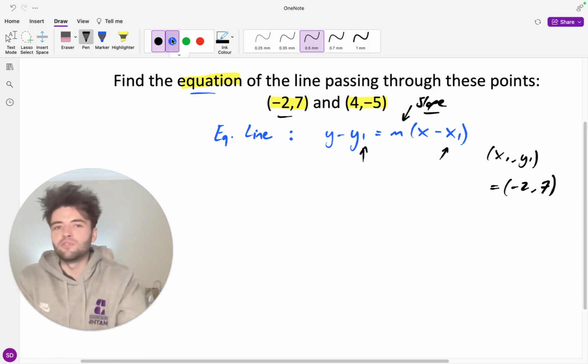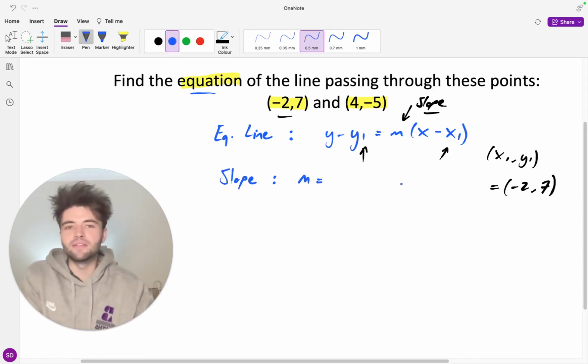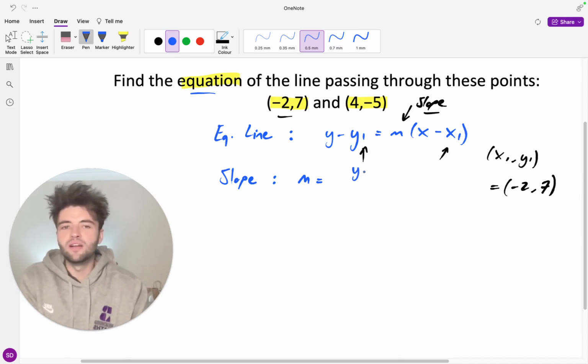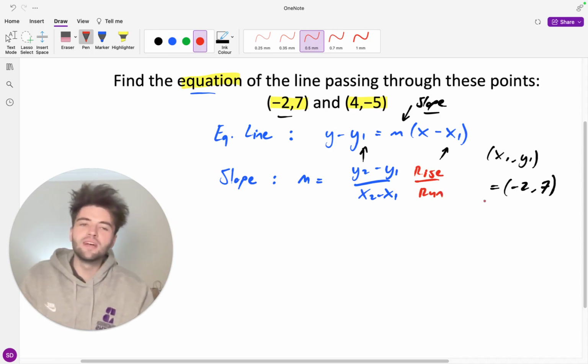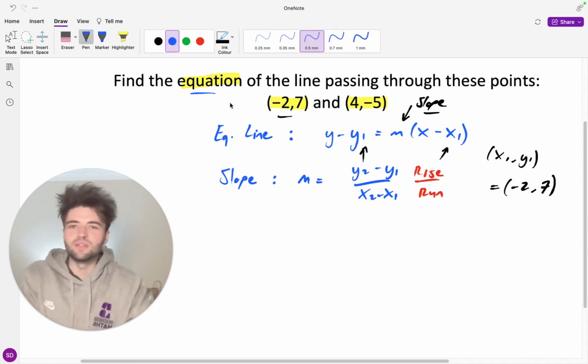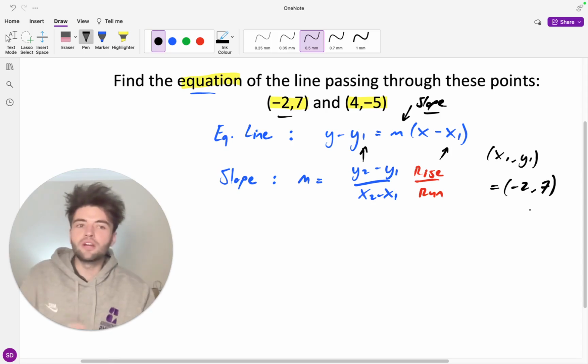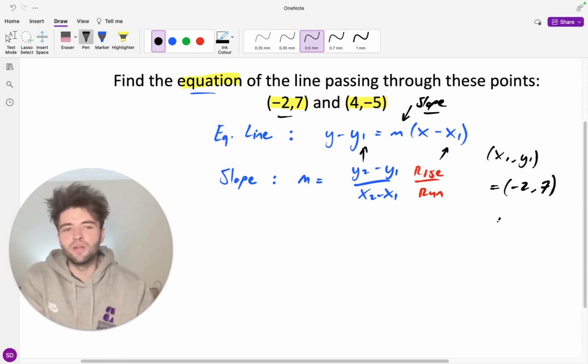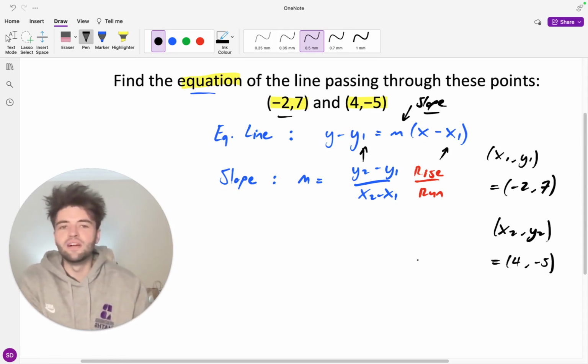And so now we need our formula for finding the slope, and we call the slope m. And so our slope m is going to be equal to y2 minus y1 over x2 minus x1. And just a note, I always like to think about this as the rise over the run, so the change in y values over the change in x values. We've already labelled x1, y1, and so now we can just label x2, y2, which is our second point in the question, and that's going to be the point (4, -5). So that's x2, y2. And so now we can basically plug that into our slope formula to find m.